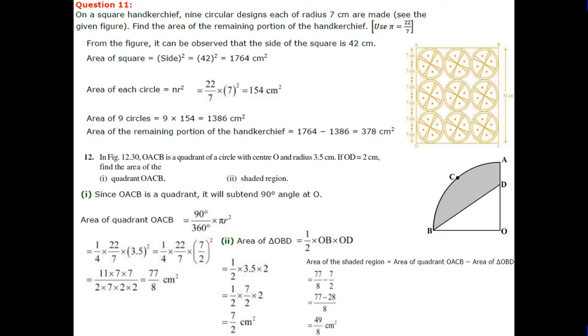The value of pi is 22/7, radius 3.5, substituting, we get 77/8 centimeter square. And second, area of OBD is 1/2 OB into OD, 3.5 into 2, we get 7/2 centimeter square. Area of shaded region is equal to area of quadrant OACB minus area of OBD, we get 49/8 centimeter square.